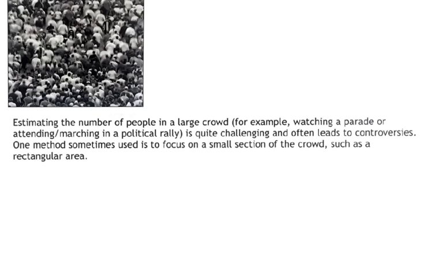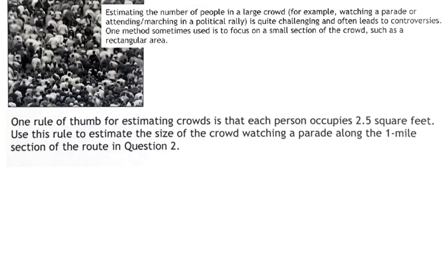So estimating the number of people in a large crowd, for example watching a parade or attending a political rally, is quite challenging and often leads to controversies. One method sometimes used is to focus on a small section of the crowd, such as a rectangular area. And one rule of thumb for estimating crowds is that each person occupies 2.5 square feet.